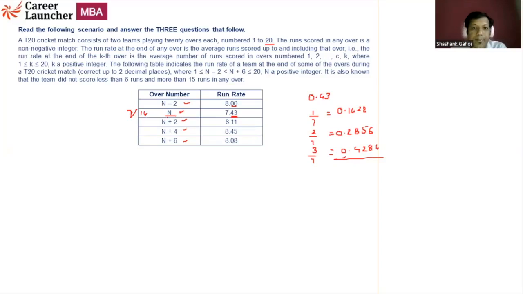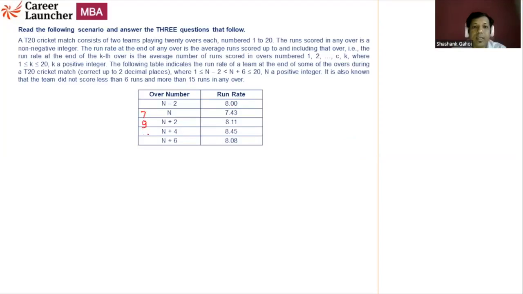Now in n+2, I am getting 0.11 in decimal. So how do you get 0.11 in decimal? That is 1 by 9. So if n is 7, n+2 is 9. If n is 14, n+2 should be 16. But in decimal, 16 doesn't give you 0.11. It means this 14 is not a possible arrangement. So from here, I got the definite value of n, that is 7.